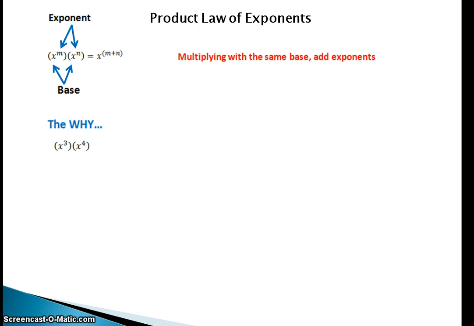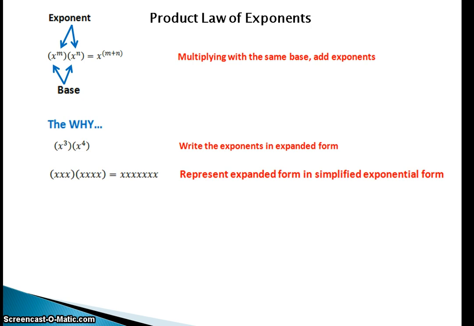Well, let's take a look at this example, x to the third power times x to the fourth power. If I write that out in expanded form, x times x times x times x times x times x, I get x times x times x times x times x times x. That is x to the seventh power. Now, you can see how this is working. If I add 3 plus 4, I get x to the seventh. So, if you're multiplying things with the same base, you can add the exponents.